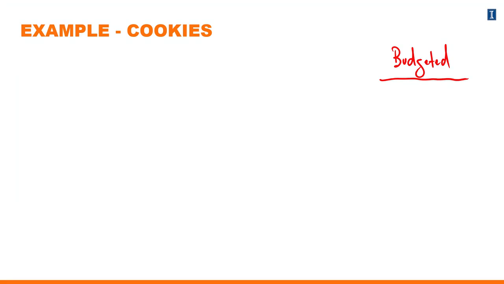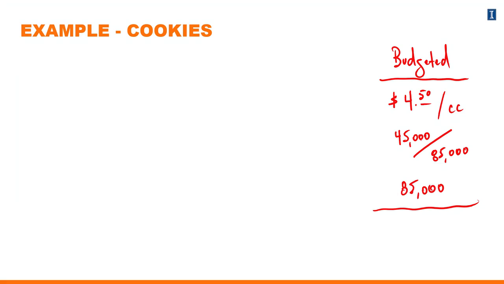Per the information on the previous slide, the selling price that was budgeted for chocolate chip cookies was $4.50 per chocolate chip cookie. The proportion of our overall sales that we expected to sell for chocolate chip cookies was 45,000 out of the 85,000 total cookies that we expected to sell. And then, of course, the total quantity of cookies that we would sell was our 85,000. When we multiply these 3 components, we get what we expected to earn in terms of revenue from just the chocolate chip cookie line. And that comes out to be $202,500.